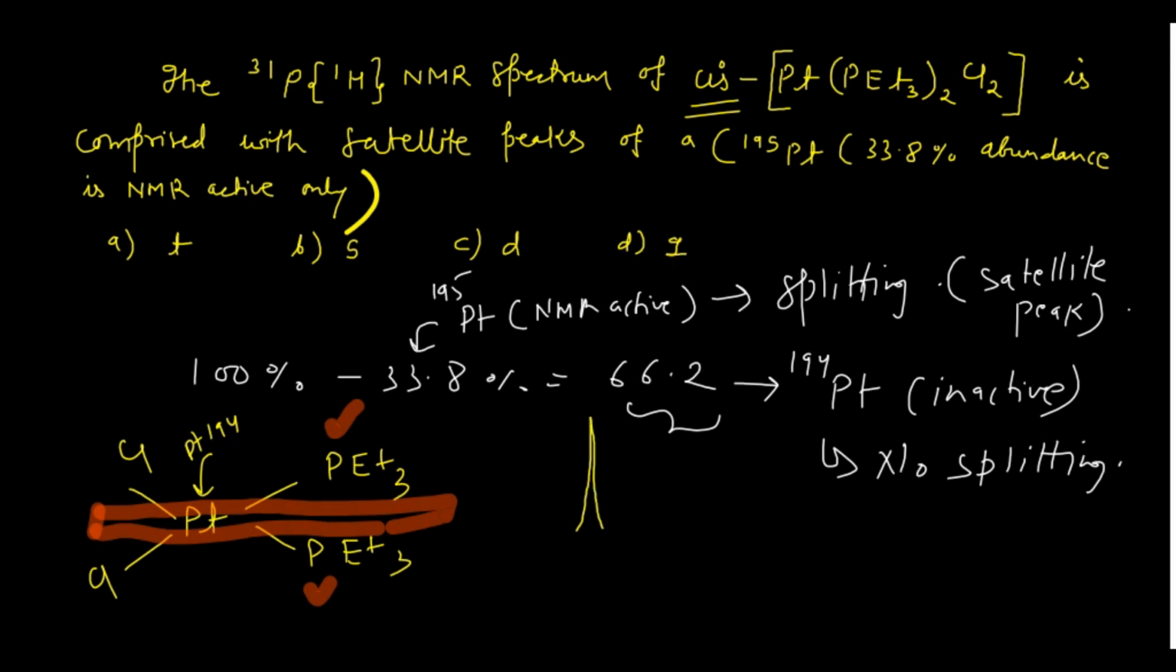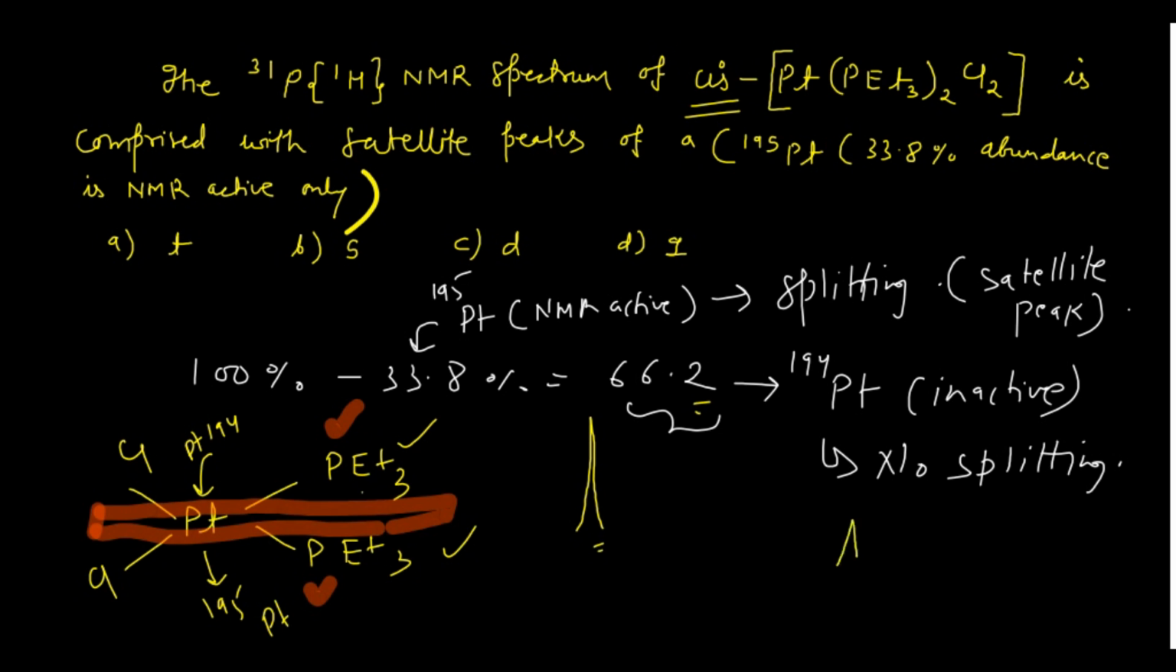Okay, and you know this inactive part is the major part, right? This one. But if it is the active one, what will happen? The singlet which is given by the phosphorus, however the phosphorus are equivalent, and if it is platinum 195, platinum 195 will split that singlet into a doublet, just like that.